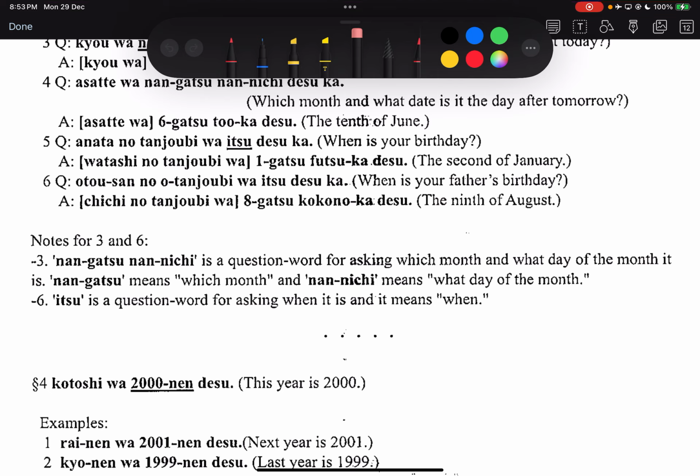I'm just confused right now. When should I use the お? So I just always use お. As long as you're not referring to your own birthday, as long as you're referring to other people's birthday, you put the お. Okay. But these are all polite markers.